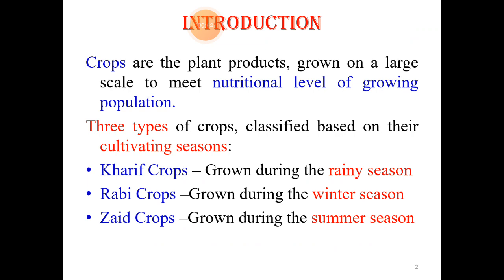We all know that crops are the plant products grown to meet the nutritional value and level of the growing population. Crops are of three types based on their cultivating seasons. Kharif crops are grown during the rainy season, rabi crops during the winter season, and zaid crops during the summer season.